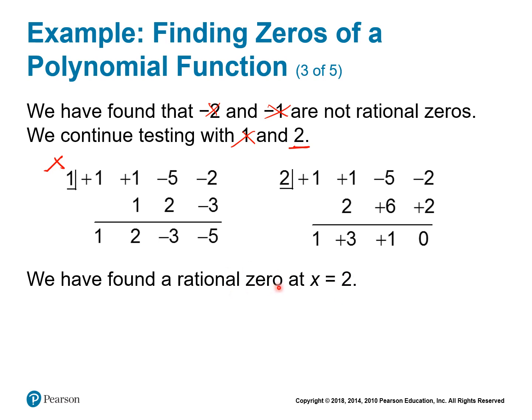So what does 0 again mean? It means that the graph will touch or cross the x-axis at x equals 2. All right, that's what 0 means.